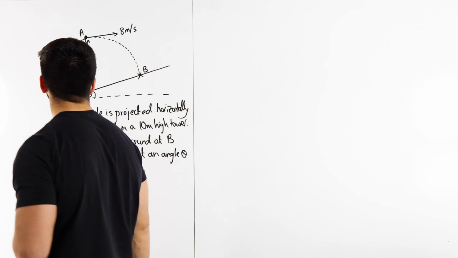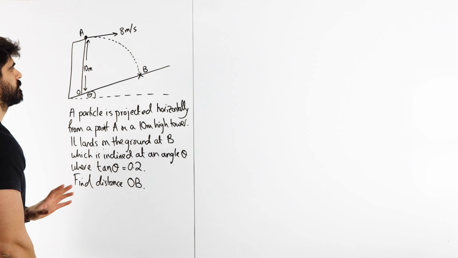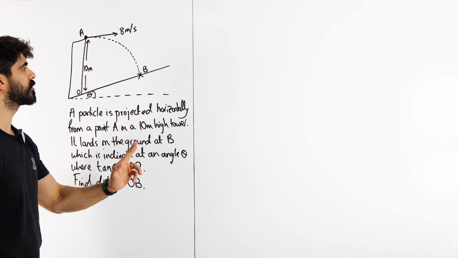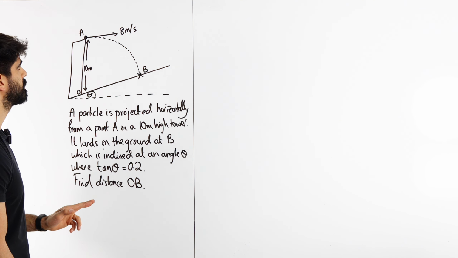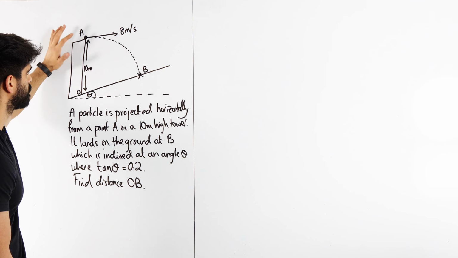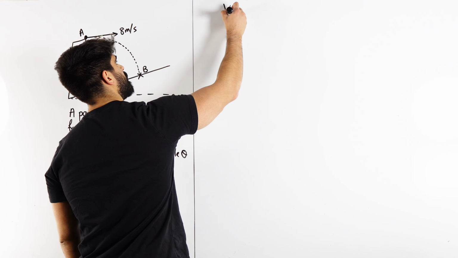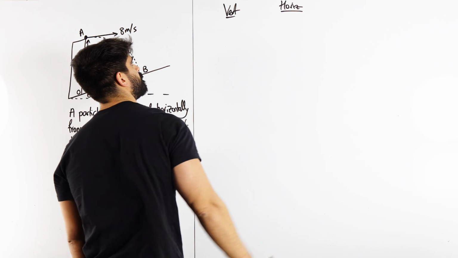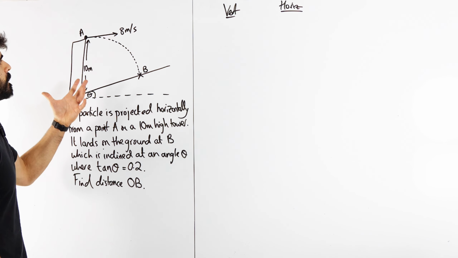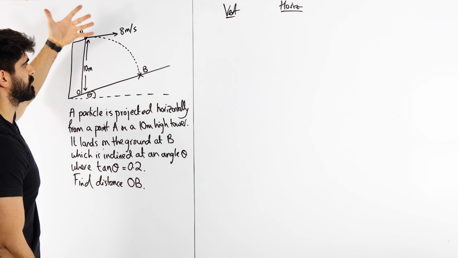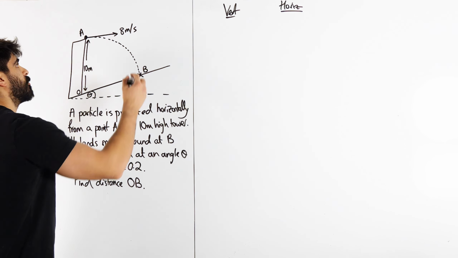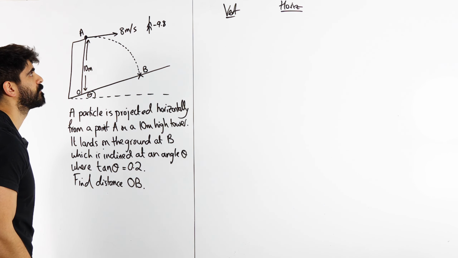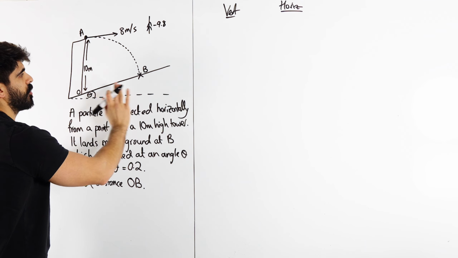All right, so with all of these questions, we do the same thing. We consider the vertical and horizontal projection separately. So we consider this particle and its vertical and horizontal motion separately. Because in the vertical, it is being subjected to gravity. Now I always take upwards to be positive, so gravity is minus 9.8. And horizontally, there is no acceleration.